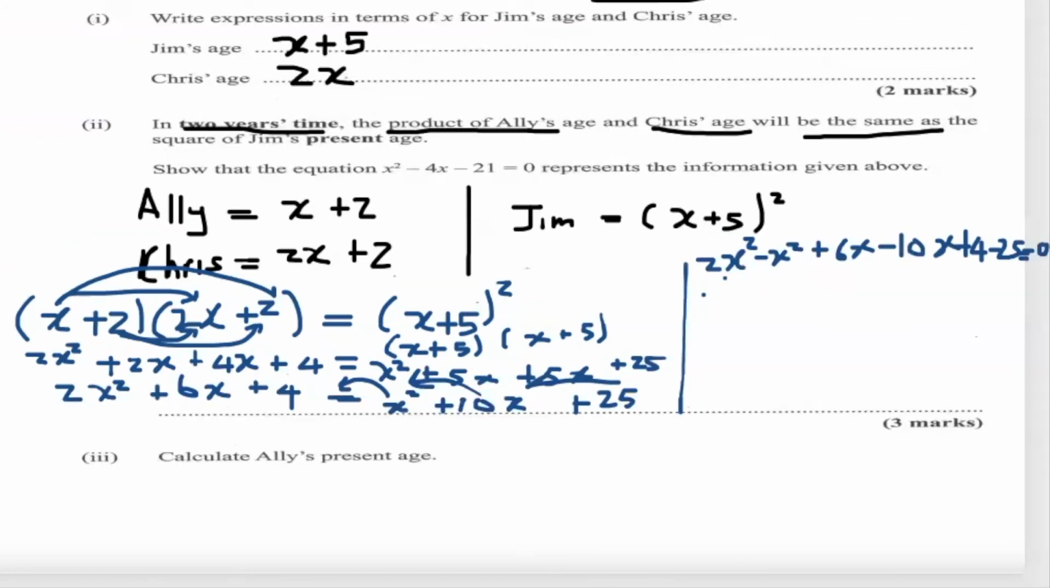So simplifying 2x squared minus x squared, that's x squared. 6x minus 10x, that's minus 4x. And 4 minus 25, that's negative 21 equal 0. So as you can see, I've shown that it's equal to this equation. And that's it.